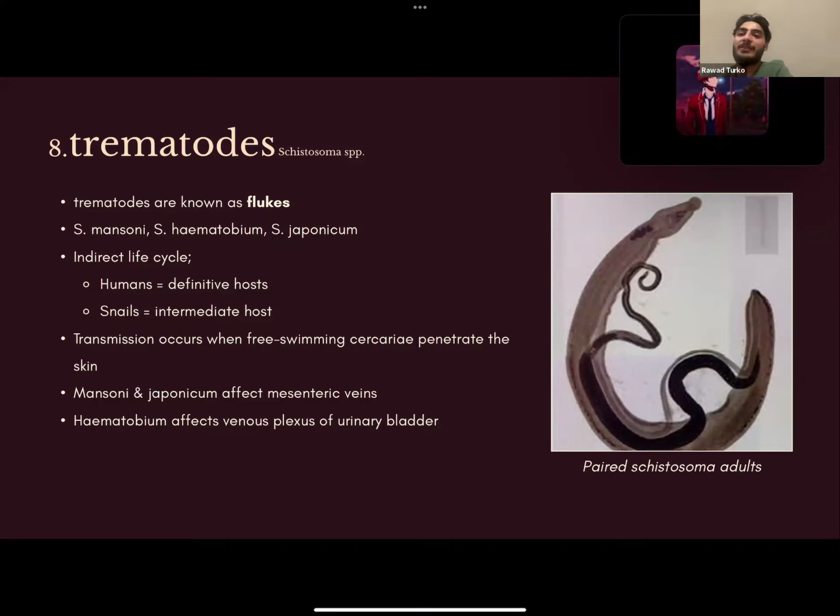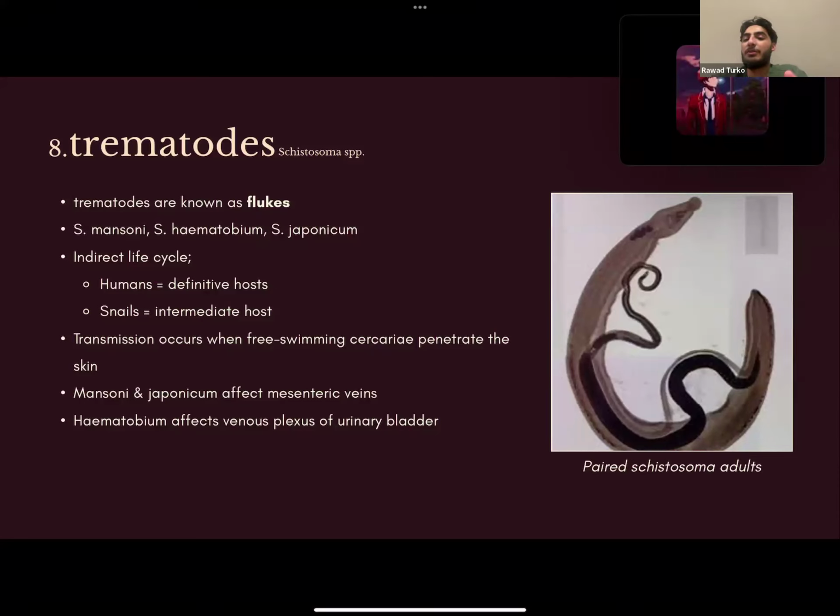Again, this is an indirect life cycle because humans are the definitive hosts, and the intermediate hosts are the snails. Transmission occurs when free-swimming cercariae penetrate the skin. Mansoni and Japonicum affect the mesenteric veins, and Hematobium affects the venous plexus of the urinary bladder. Who can tell me the main presentation of Schistosoma Hematobium? Hematuria, exactly. You can tell from the name.